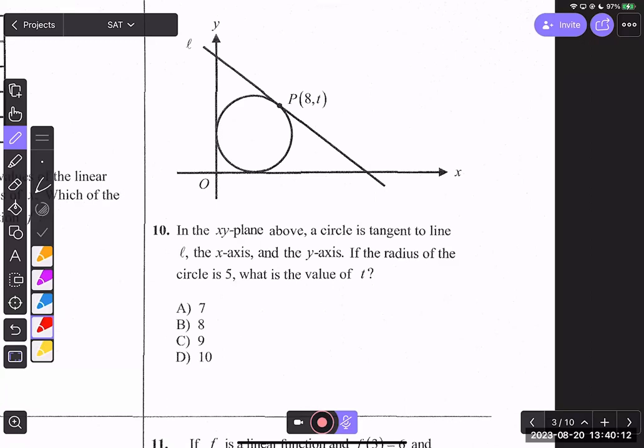I have no idea. Can you start by reading the problem? I'll help you out as we go. All right. In the xy plane above, a circle is tangent to line L, the x-axis and the y-axis. If the radius of the circle is 5, what is the value of t?